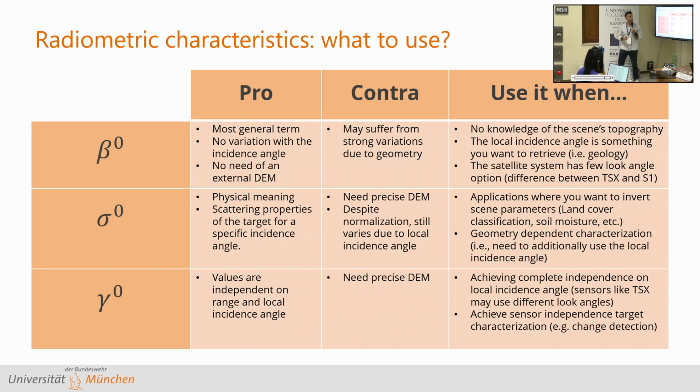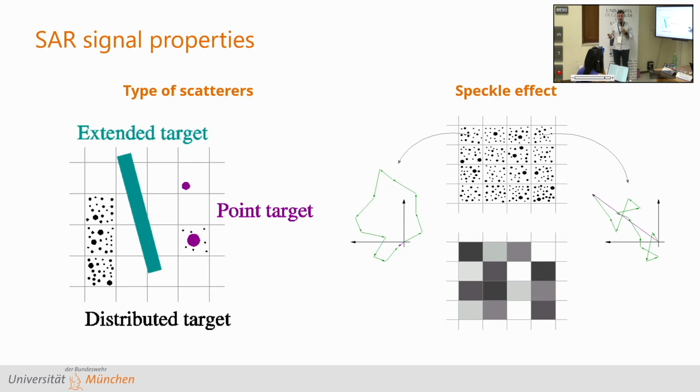Okay, so the last part before proceeding with the SNAP processing is about the signal properties. I will go fast here. It was said already before that we have this speckle effect. I just want to mention here that we have different types of scatterers. We classify them mainly in three different types.